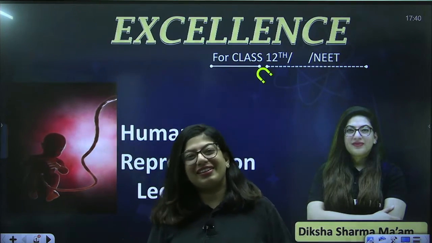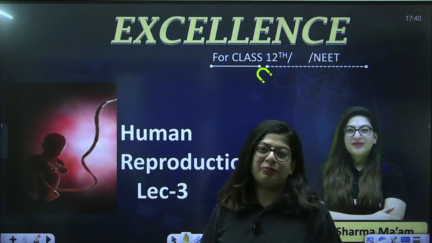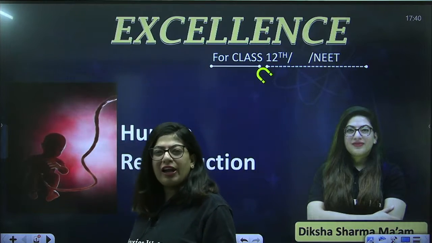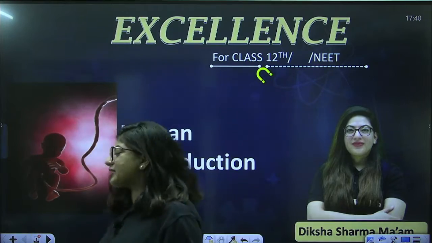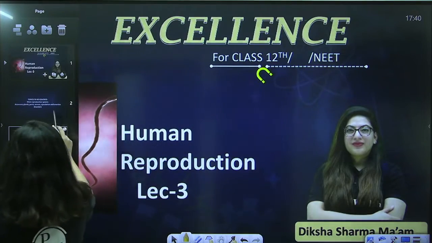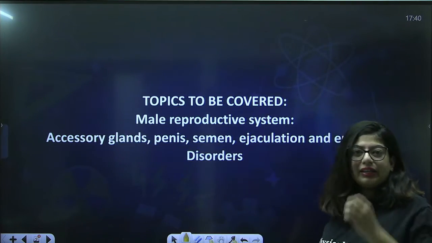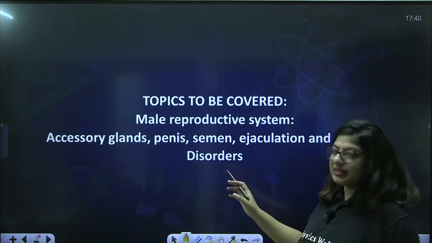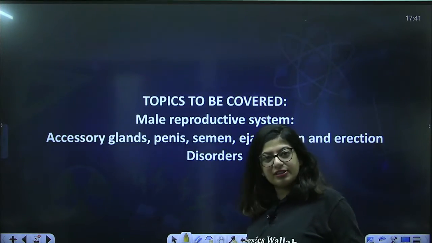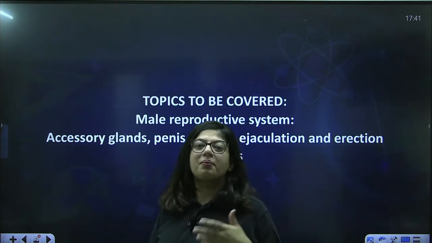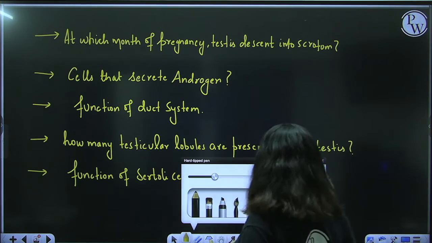So here we have started the chapter Human Reproduction. In the previous class we have discussed half of the male reproductive system. So I hope you all have done your homework and you have revised the things we have done, and now it's time to solve some questions. Before that, let's see what we are going to study today. We are going to study accessory glands, penis, semen, ejaculation and erection, and of course the disorders related with male reproductive system. But before that, give me some answers guys.